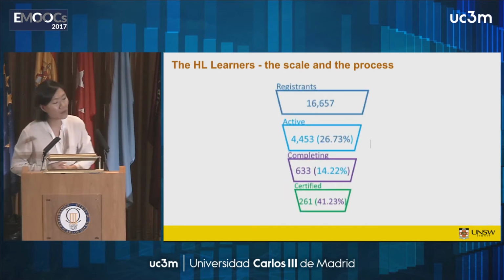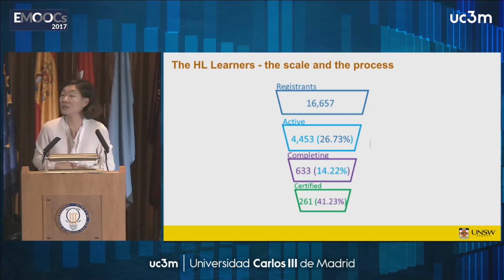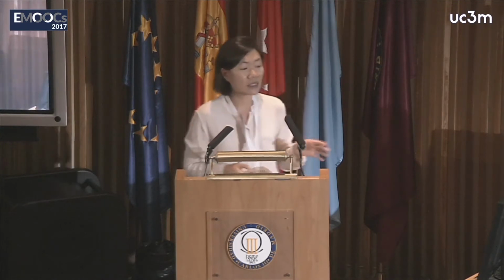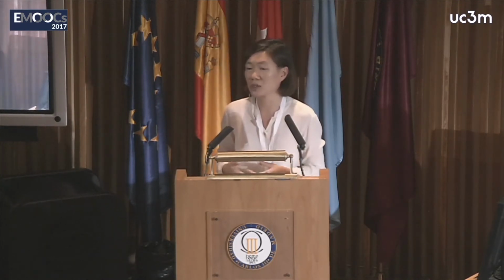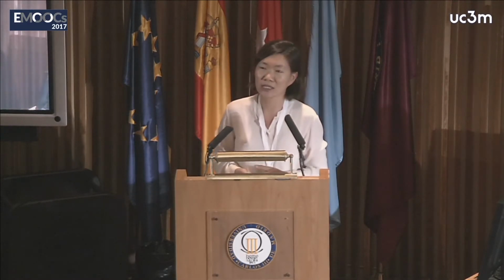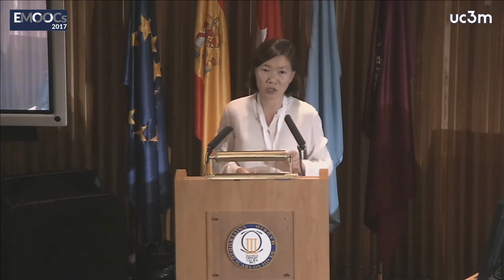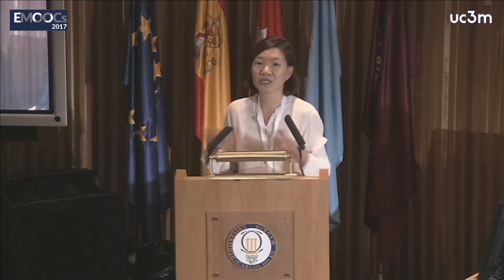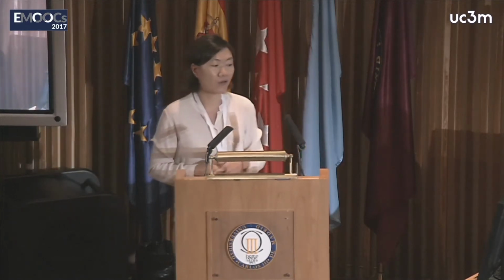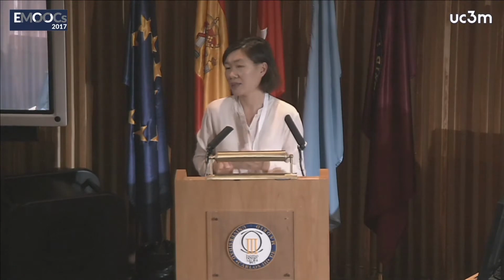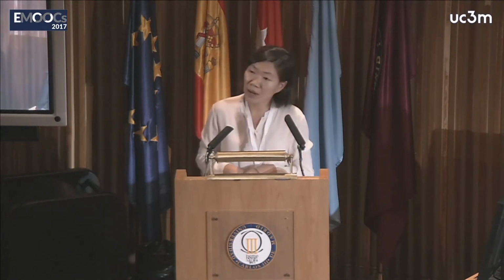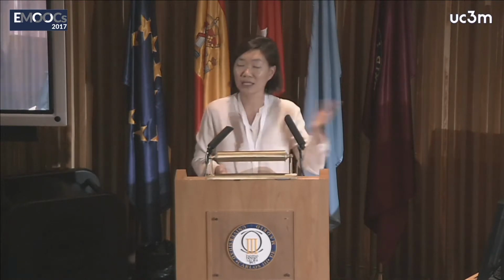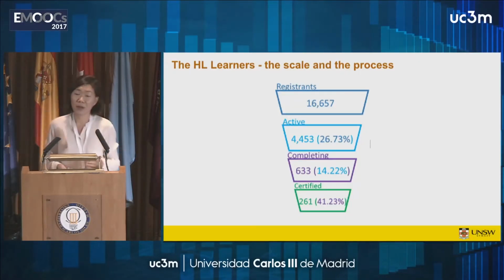So we have more than 60,000 people who expressed their interest by clicking on the enroll button. And when the course actually started, we had around 4,000 people who were active. Now, active learner here refers to a very commonly used term in the Coursera MOOC research community. That means if you at least turn up once in the course during the offering period, you are considered active, right? So we have about 4,000 people that actually at least turned up once. Completing, we have around 600 people completing the course. That means they passed the 50% grade. And we have about 261 people who actually got their MOOC certificate.